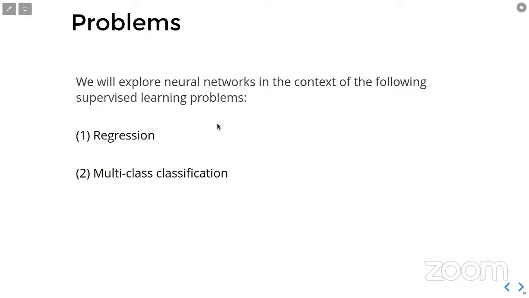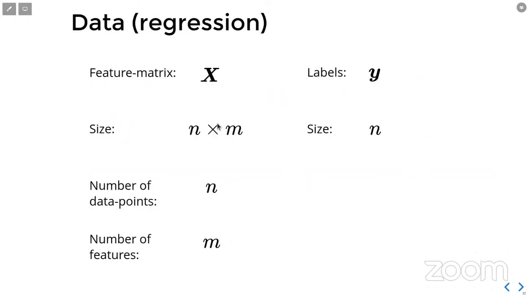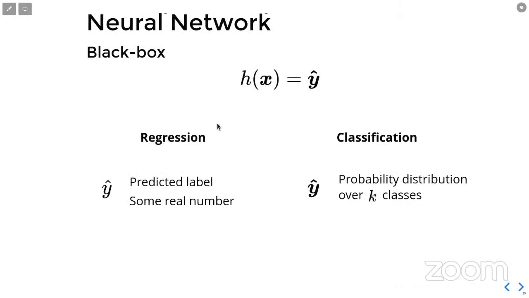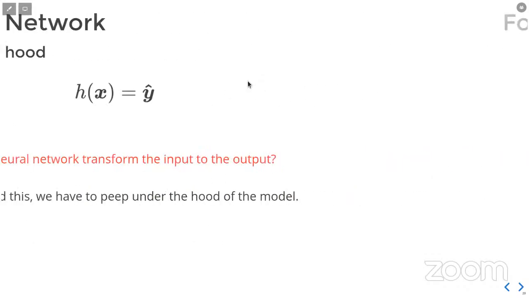So we look at two problems, both supervised, which is regression and multi-class classification. Binary classification is a limiting case of the second one. Notation you all know. The neural network can also be thought of as a function, just like we have been doing for many of the other classification models or regression models. A neural network can be seen as some kind of a function that takes an input and returns some output.